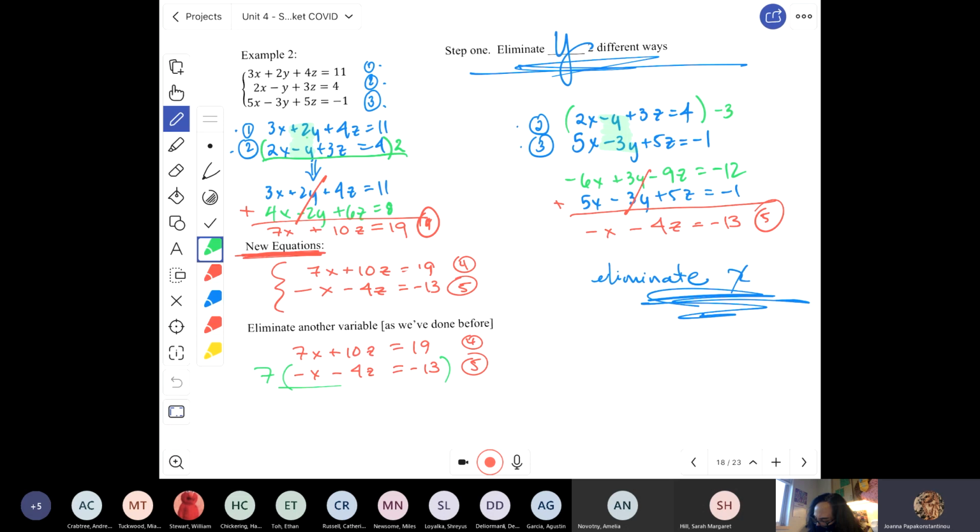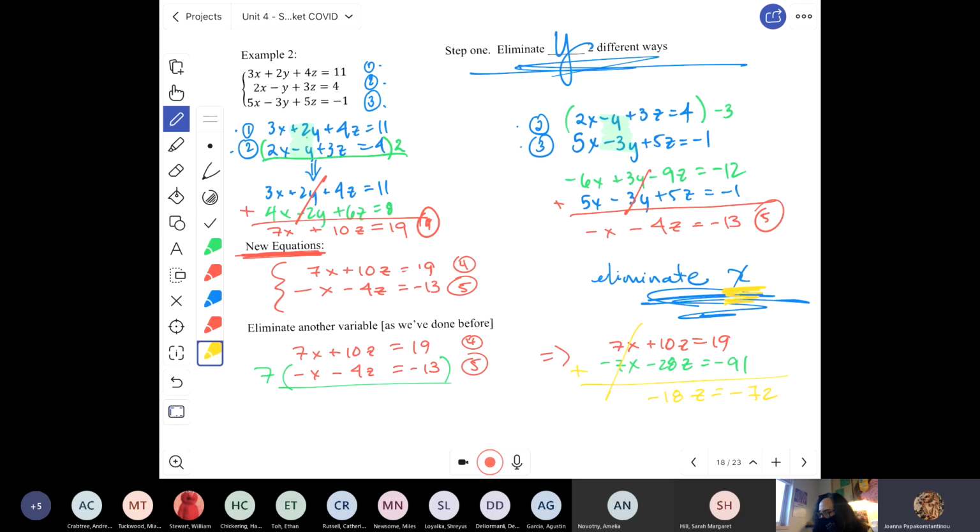Okay, I'm going to rewrite my system. First equation didn't change. My new second equation is negative 7x minus 28z equals what? Negative 91. And if I were to add these two together, my goal was to eliminate x, and I did. And what do I have? I have negative 18z equals negative 72, right?